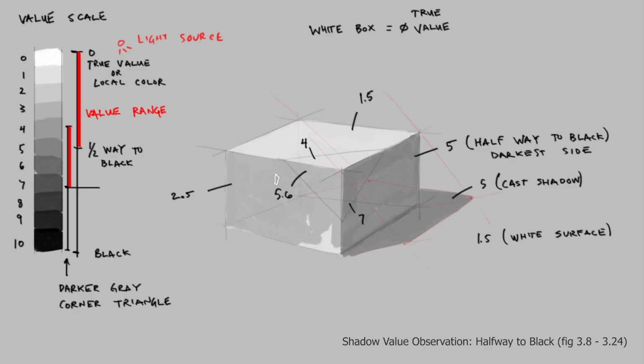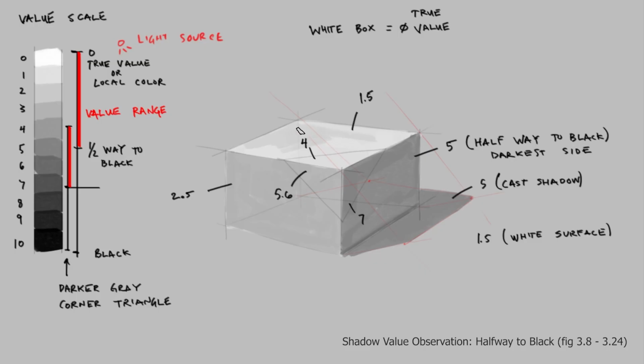So the number 1 side would be the top of the cube. The number 2 side is going to be our second darkest side, and the number 3 side is going to be the right side of that cube, which will be our shadow side, and that should be the darkest value on our cube.